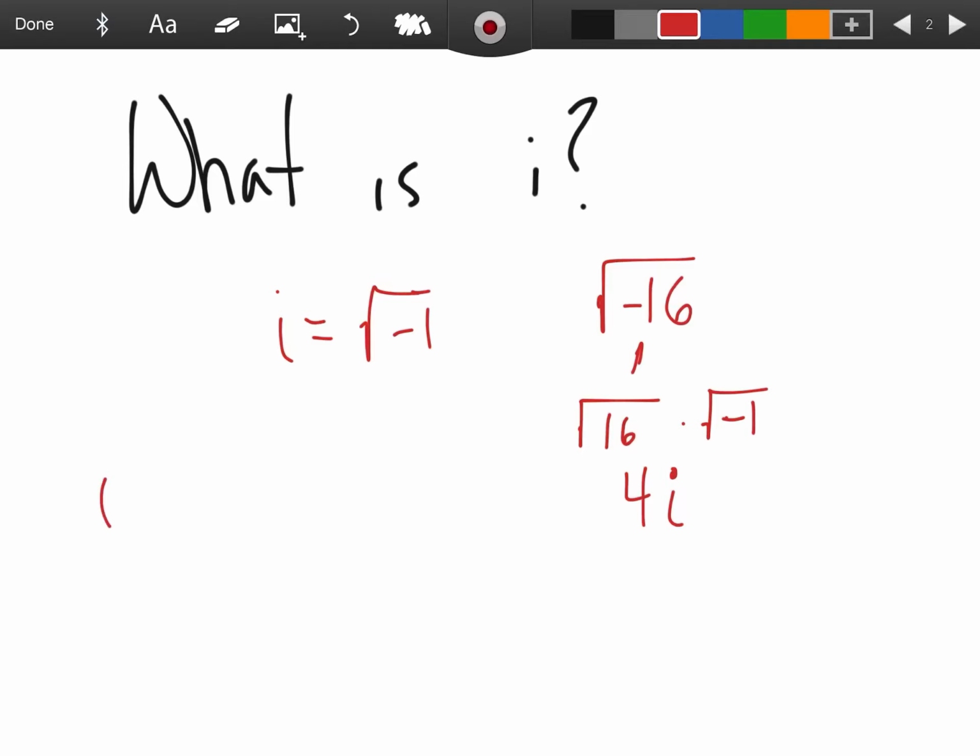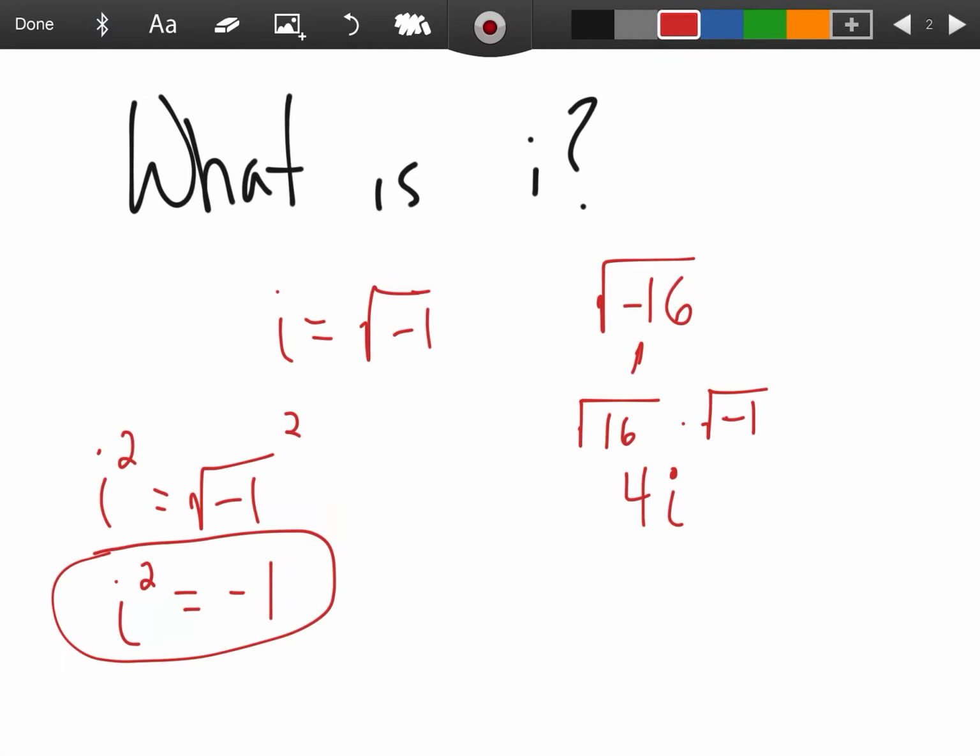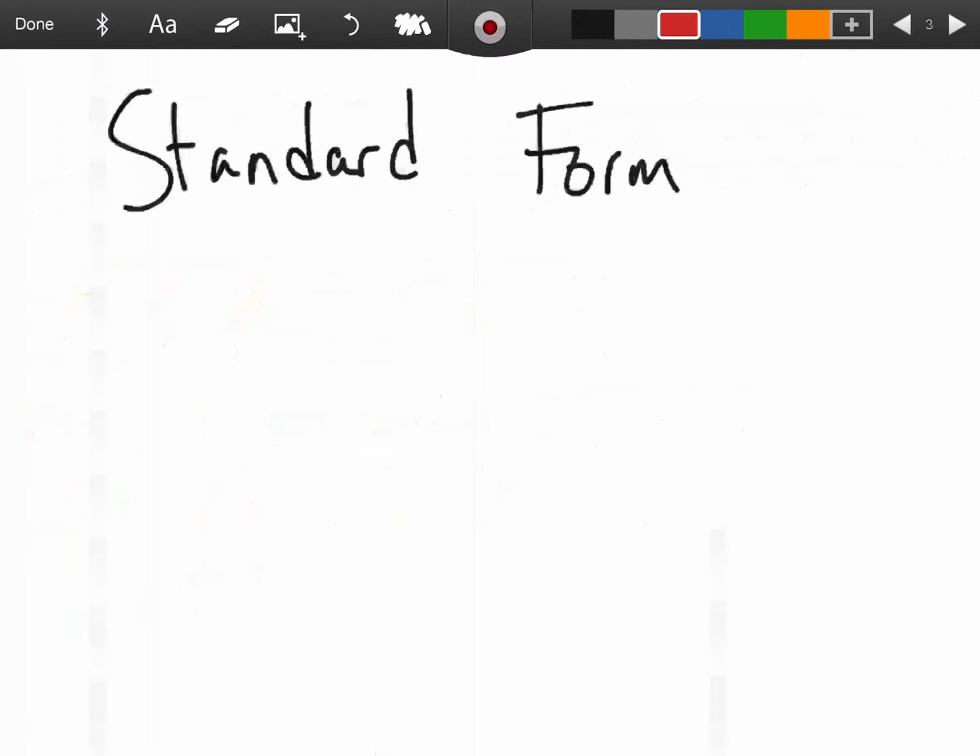Okay, if we have i squared, however, well, that's the square root of negative 1 squared. We can obviously see that i squared is going to be equal to negative 1. So i squared is a real number. However, i is an imaginary number. It's the square root of negative 1.